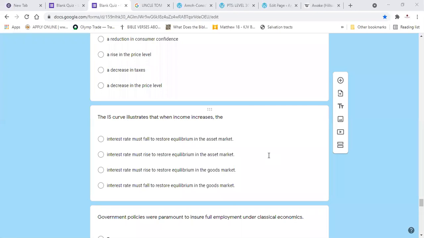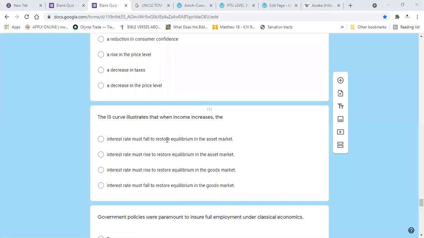The IS curve illustrates that when income increases, we know of the inverse relationship between interest rate and income in the goods market. So when there's an increase in income, interest rate must fall to restore equilibrium in the goods market.